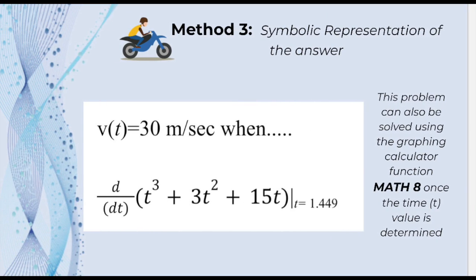Another method to solving the problem is a symbolic representation of the answer, and you could use your graphing calculator Math 8 to solve it once you determine what the time will be. And you could do this because of the relationship that exists between velocity and position, which is that position is the parent function to velocity.